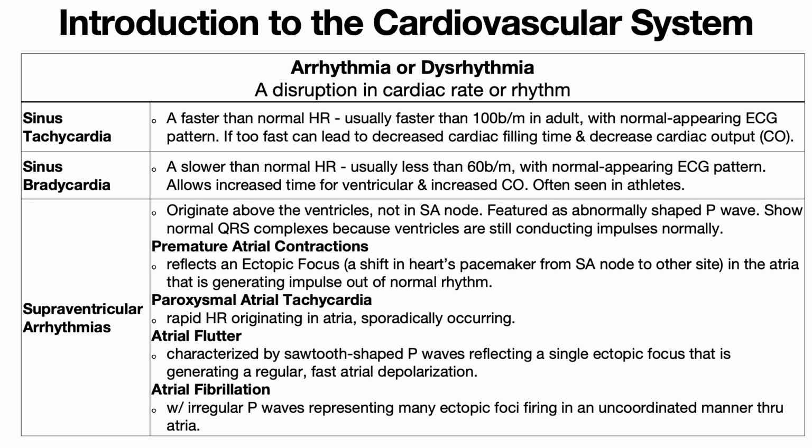Then the atrial fibrillation. So this is with irregular P waves representing many ectopic foci firing in an uncoordinated manner through the atria. With atrial fibrillation, so many impulses are bombarding the AV node that an unpredictable number of impulses are transmitted to the ventricles. The ventricles are then stimulated to beat in a fast, irregular, and often inefficient manner.